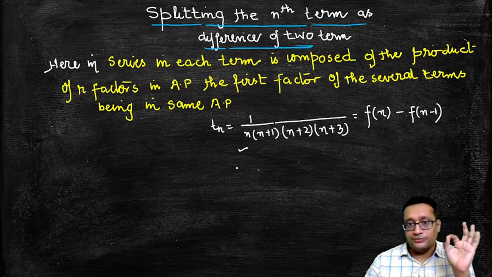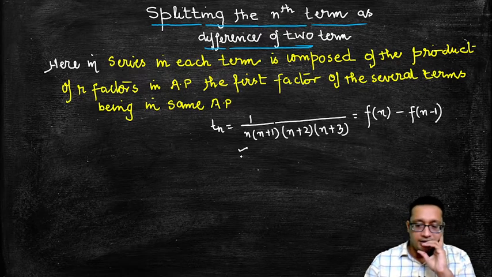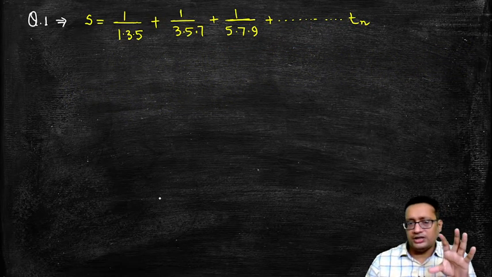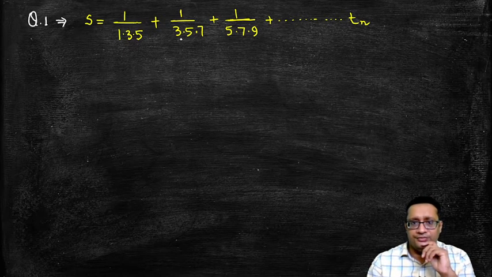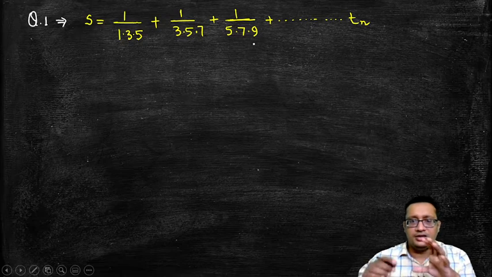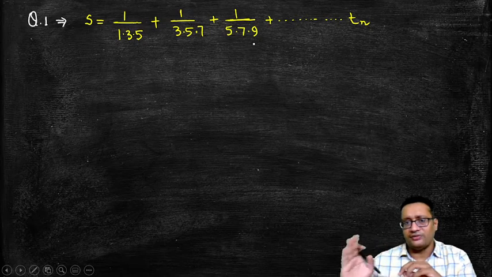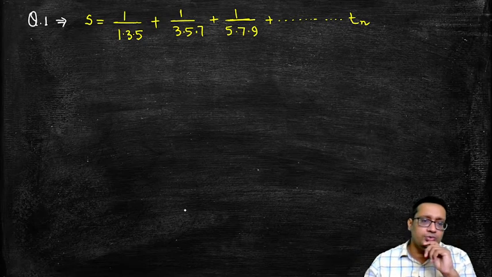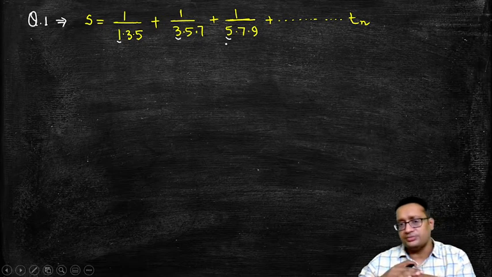It is composed of the product of r factors in AP, the first factors of the several terms being in the same AP. As an example, just see this question. What you are seeing here is 1·3·5, 3·5·7, 5·7·9. It is a product of three factors. The first term is 1·3·5, the second term is 3·5·7, the third term is 5·7·9, which are in AP. Also, the first factor of each term is in AP.